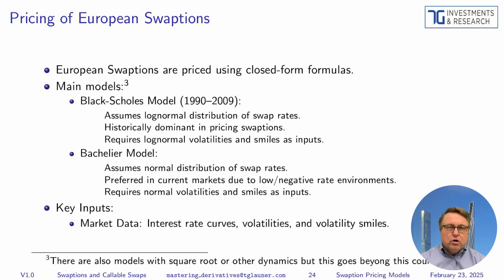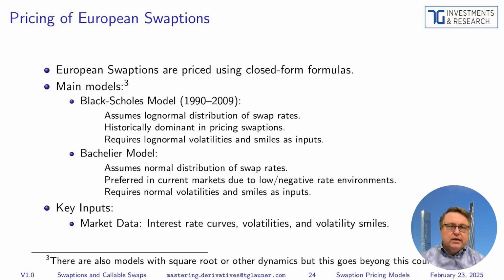The second model is the Bachelier model that assumes that swap rates follow a normal distribution. This approach has become more popular in recent years, particularly in low or negative interest rate environments, where the log normal assumption of the Black model becomes impractical. The choice between these models depends on market conditions, with Bachelier now being the preferred standard in many cases due to the reality of negative or near zero rates.